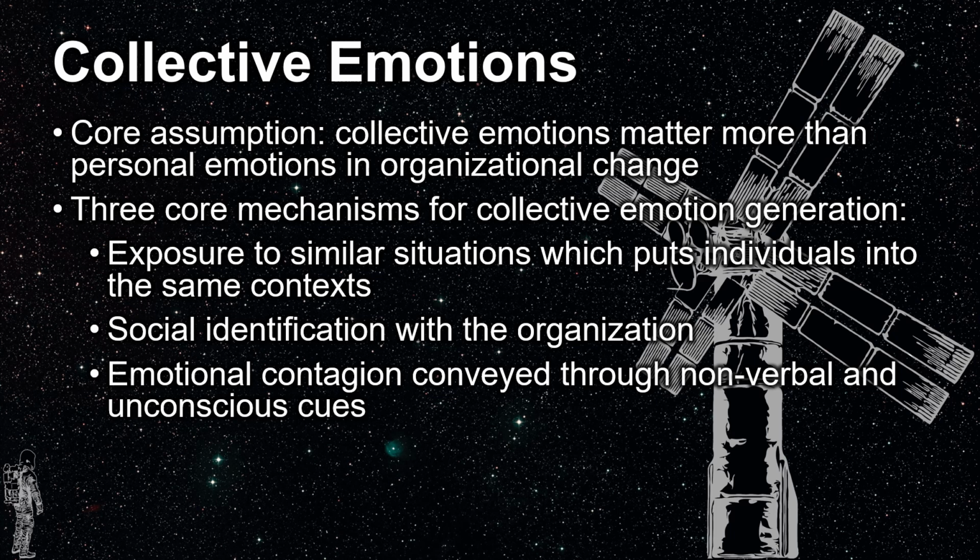First is exposure to similar situations, which puts individuals into the same contexts. Second is the social identification with the organization that focuses the emotions of individuals on the organization's goals or well-being. And third is emotional contagion, conveyed through nonverbal and unconscious cues. These are three mechanisms that can lead to collective emotions.